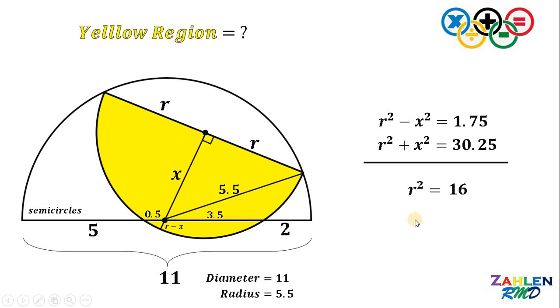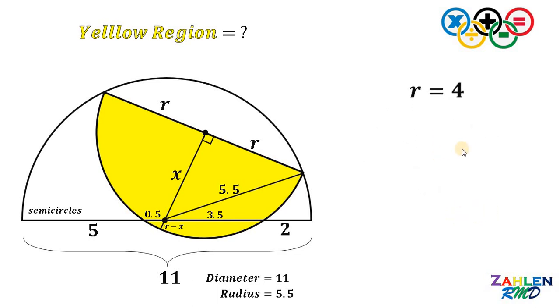Take the square root on both sides, and we get the square root of R squared equals the square root of 16. Since we want the length of the radius of this small semicircle, we need to consider the positive value for R. Thus, the length of the radius must be equal to 4.